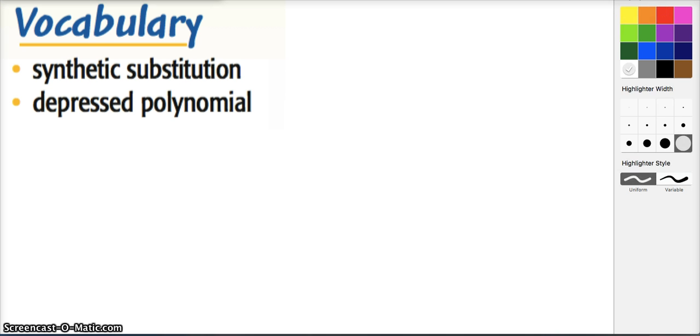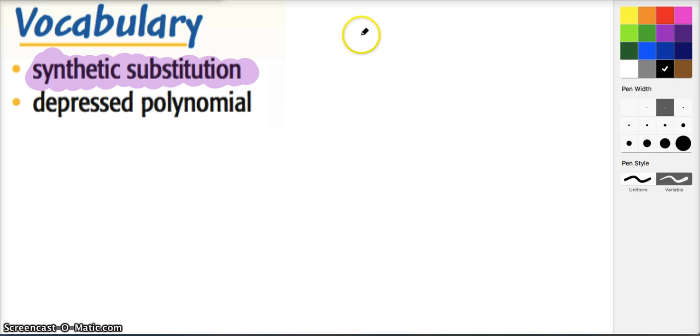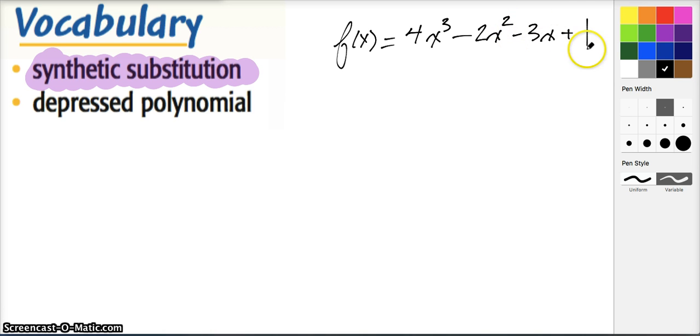So let's start with synthetic substitution. You remember synthetic division, right? Synthetic division and synthetic substitution are extremely related. Synthetic substitution basically says this: if you have a function f of x equal to, let's say, 4x to the third power plus 2x squared minus 3x plus 1, and you wanted to figure out what f of 2 is.